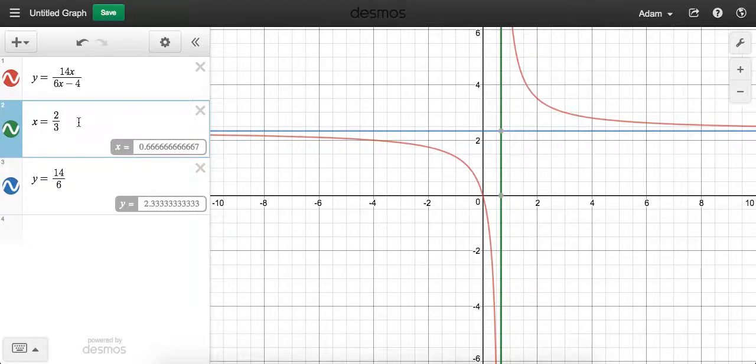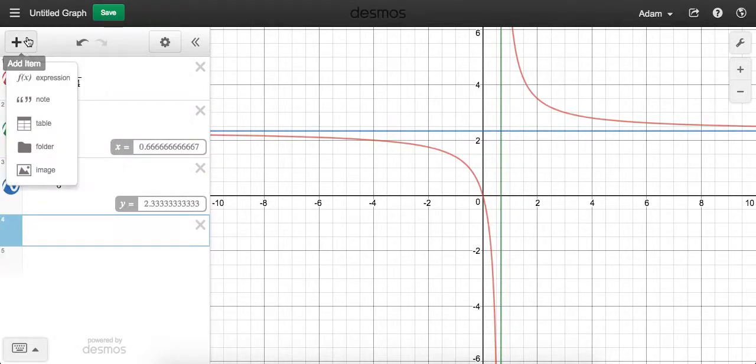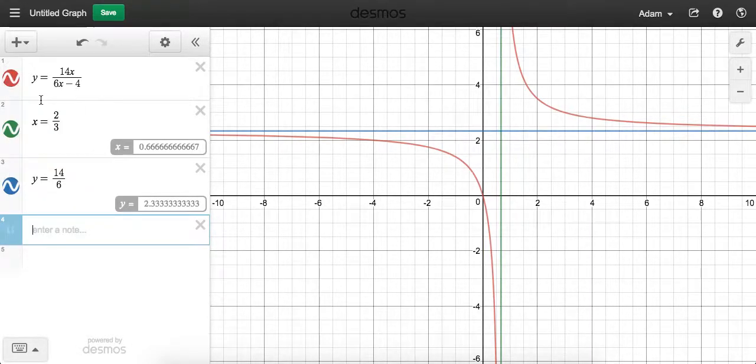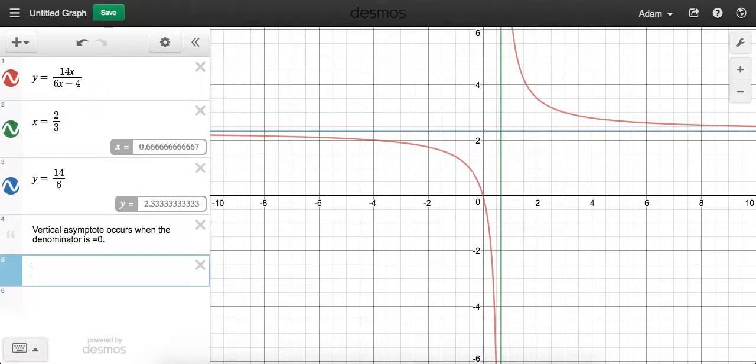So our, again, vertical asymptote, and why don't we go ahead and write this in. So vertical asymptote occurs when the denominator is equal to 0 and horizontal asymptote occurs at the fraction created by the leading coefficients.